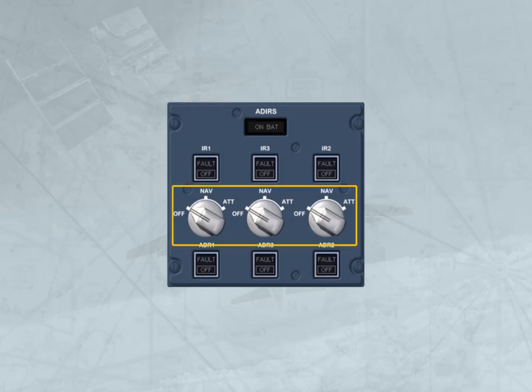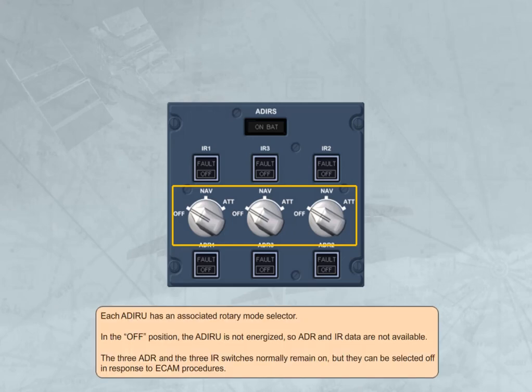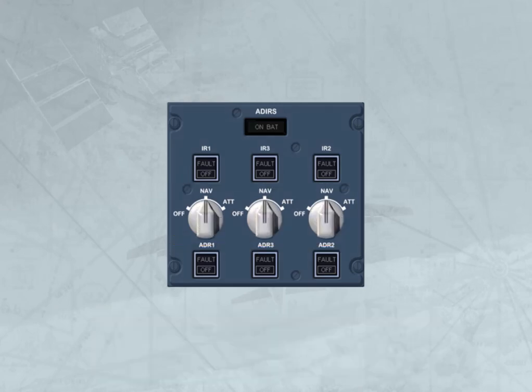In the off position, the ADIRU is not energized, so ADR and IR data are not available. The 3 ADR and the 3 IR switches normally remain on, but they can be selected off in response to ECAM procedures. In the nav position, the ADIRU is energized. The nav position is the normal mode of operation and full inertial data is provided to the aircraft systems.